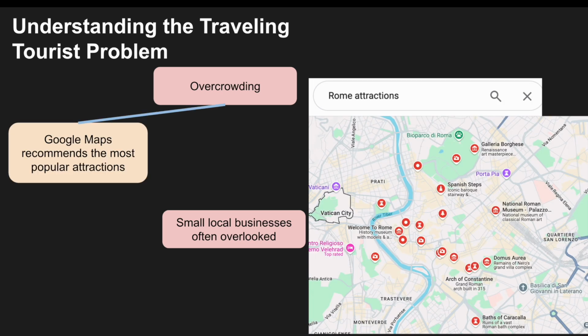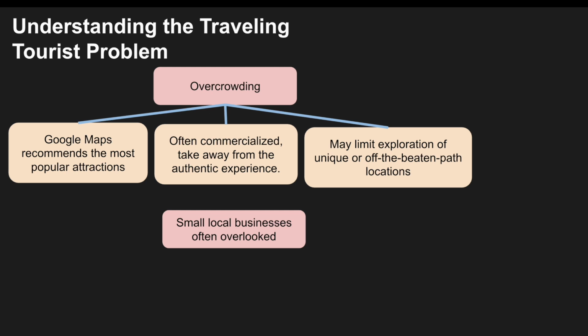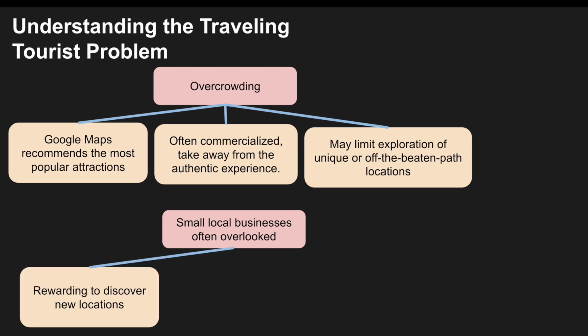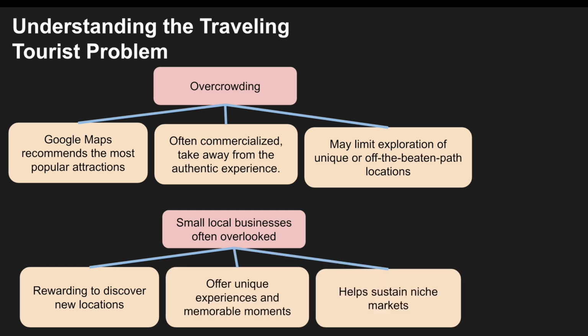Google Maps oftentimes recommends the most popular attractions. However, this brings the issue of overcrowding, which often leads to over-commercialized places that take away from the unique and authentic experience of exploring unique locations. Additionally, small businesses are often overlooked, which are rewarding to find and offer unique experiences that help sustain niche markets.